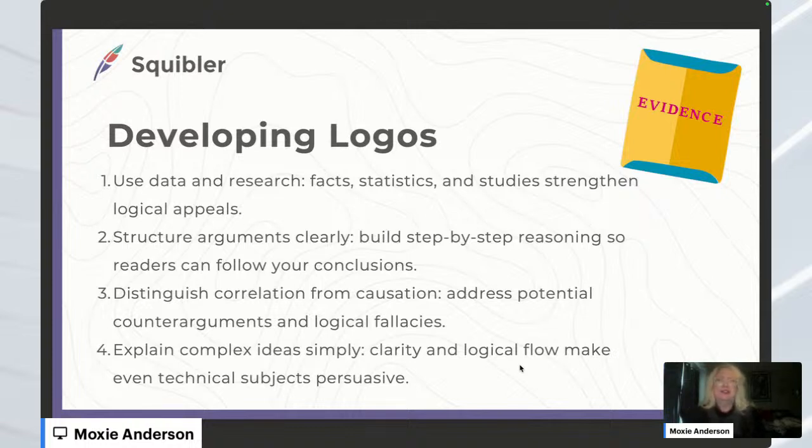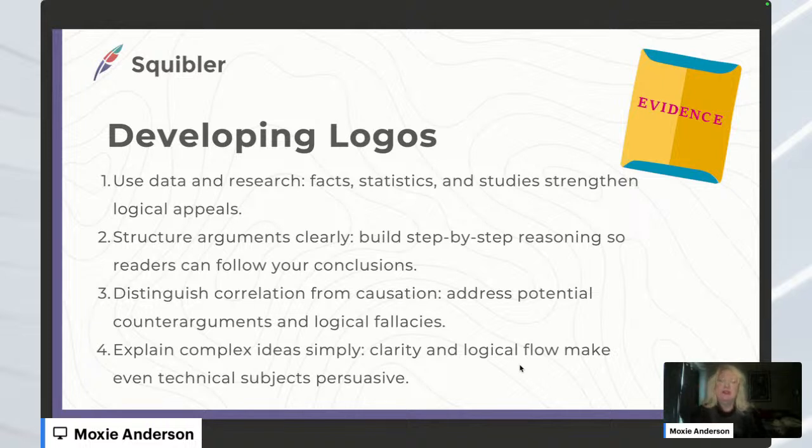Use data and research. Facts, statistics, and studies strengthen logical appeals. Structure your arguments clearly. Build step-by-step reasoning so readers can follow your conclusions. You can even start this process with Scribbler prior to writing. You can put your ideas into the AI outline creation and start to develop how you're going to plot your book out with the outline.